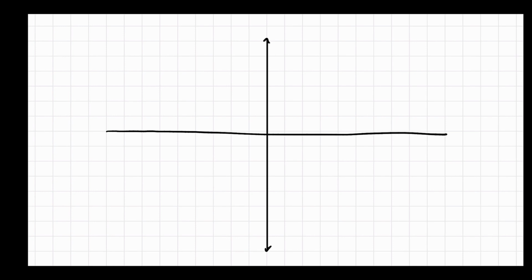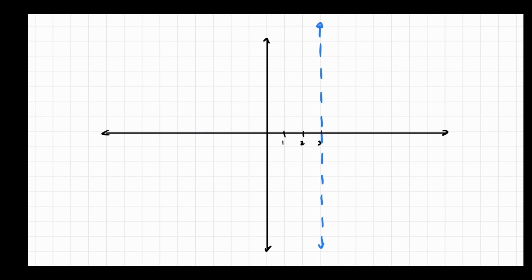Okay, so if I have a graph, let's say there's an asymptote, a vertical line, right? At positive 3. Usually you see these when they're graphed, you see them dotted like this or dashed like this.